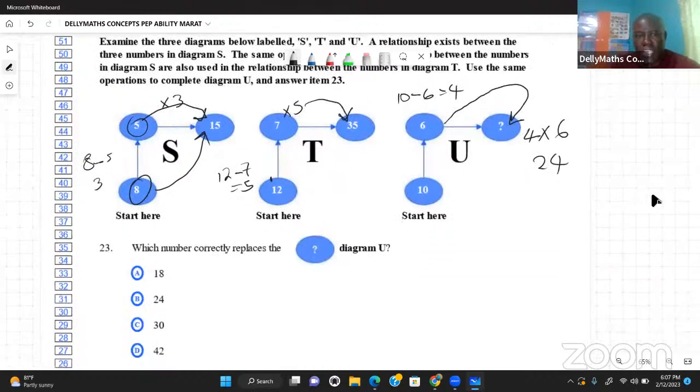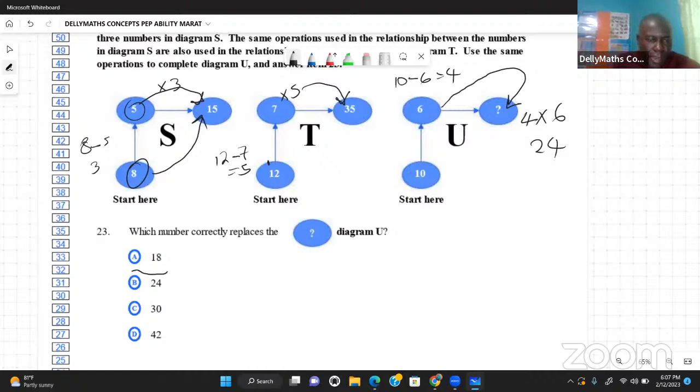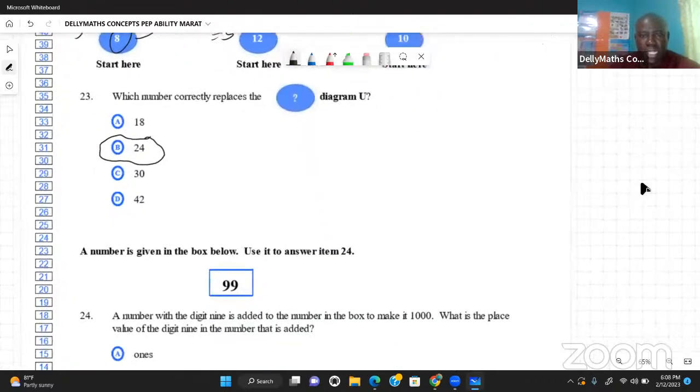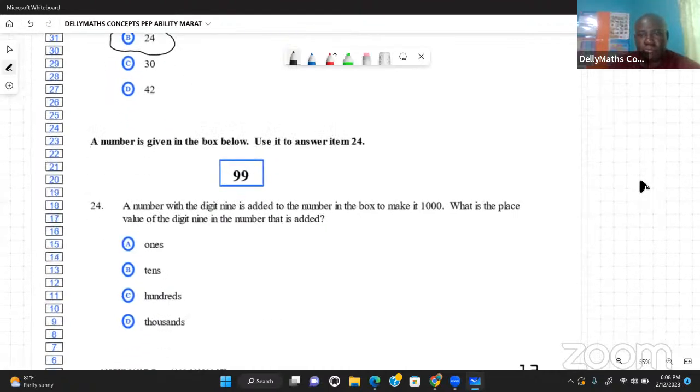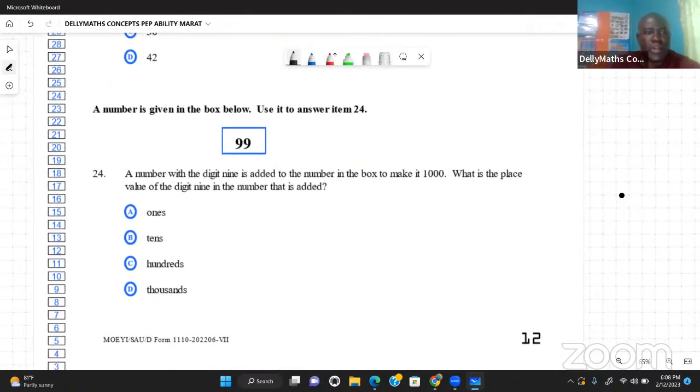And 24 is actually at B, right? So if you selected B, and I see a lot of B coming in, very good, looking good down there, excellent. I see a lot of B coming out in the group. All right, so now we're looking at number 24. We're looking at a number given in the box below. Here's a number, 99. It is used to answer question 24. Here is question 24. So let us look to see what's going on.